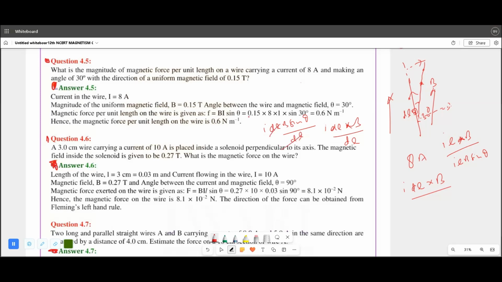That is 0.15 into 8 into 1 into sin 30, that is equal to 0.6 Newton per meter.